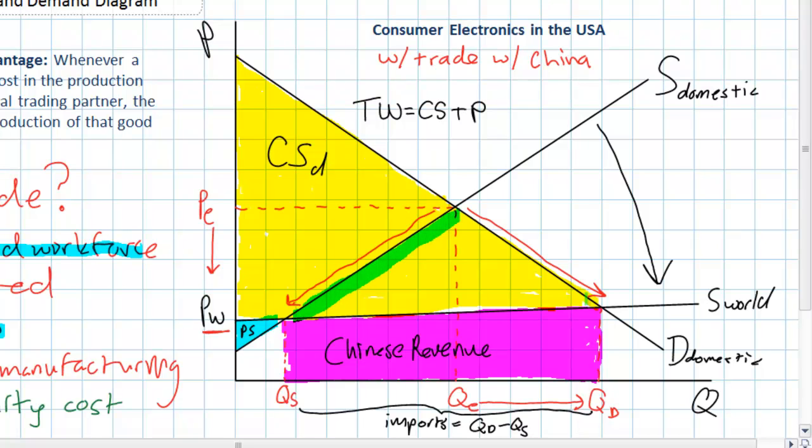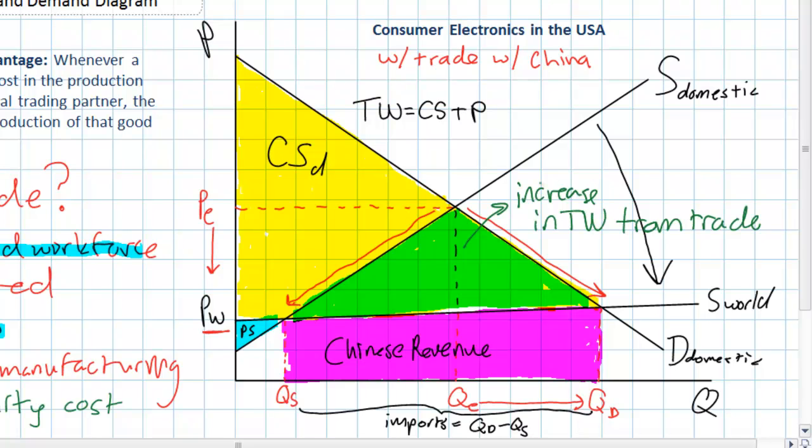Yes, producers of electronics are worse off. There's no doubt about that. Domestic producers, that is. But the consumers of electronics are so much better off that the loss of producer surplus is offset by an increase in consumer surplus. The green triangle represents the increase in total welfare resulting from trade. Essentially, the green triangle is a way of illustrating the gains from trade enjoyed by the United States, resulting from its decision to open its market for consumer electronics with China.